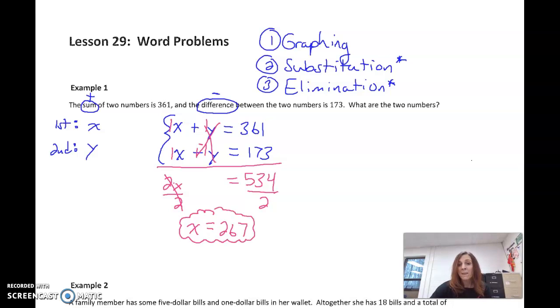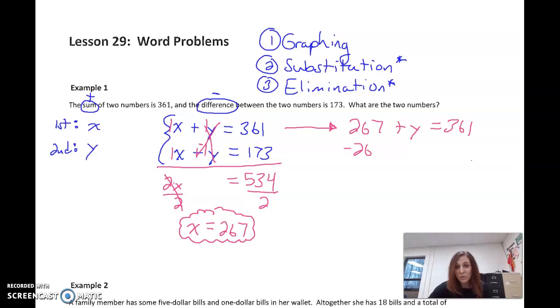But remember, it wants to know what are the 2 numbers. If you know one of them, you can figure out the other, and it doesn't matter which equation you use, okay? So just pick one. Okay, say I pick this one. X plus y equals 361. Well, I know what x is. It's 267 plus y equals 361.